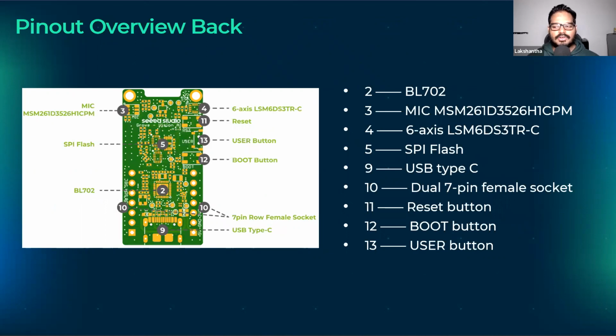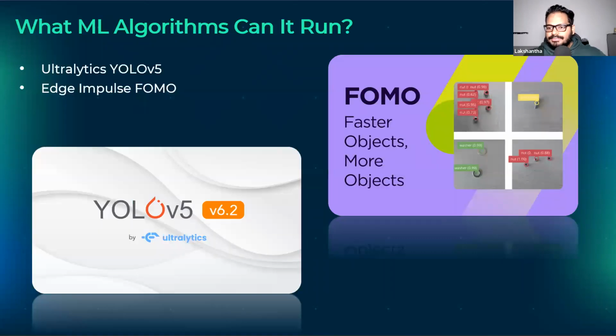It has a BL702 chip, which is the USB to UART chip, and there's a mic, a 6-axis accelerometer, a SPI flash, a USB Type-C connector, and it has a dual 7-pin female socket. So it has 2 rows of female headers, and a reset button, a boot button, and a user button. So when you buy this module, the Grove Vision AI module, what can we do with it?